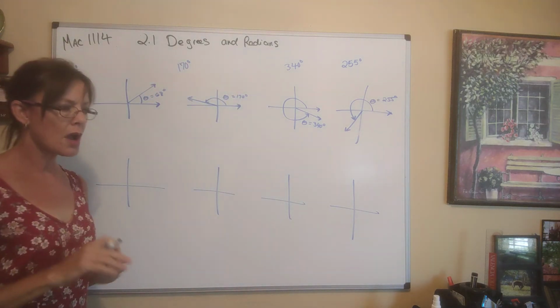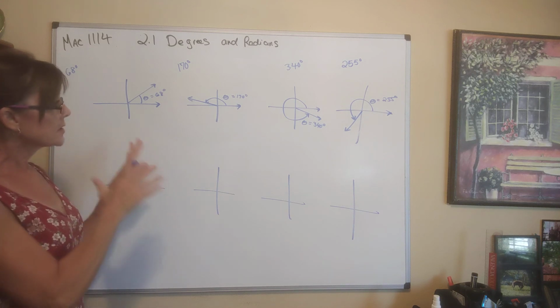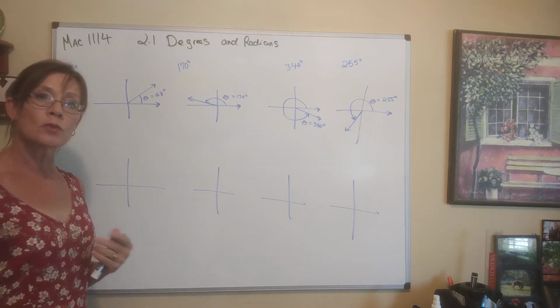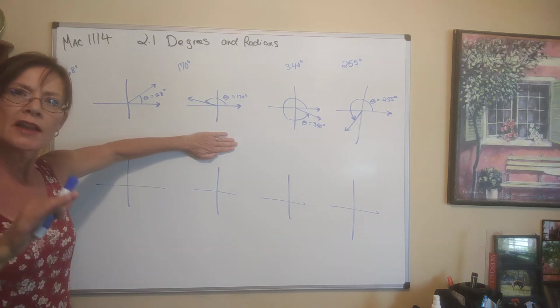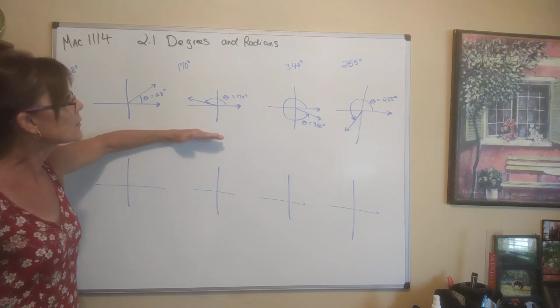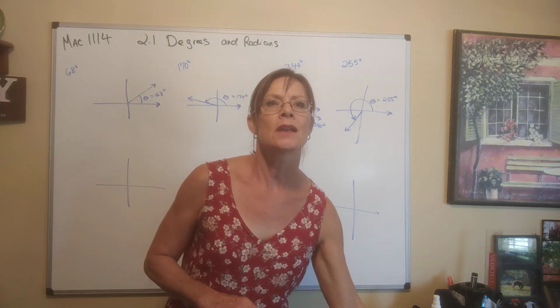Now the next job is to draw coterminal angles, one positive, one negative. I'm going to pause it right here to give you a break, and we're going to come back and do the coterminal angles because this video is getting kind of long.